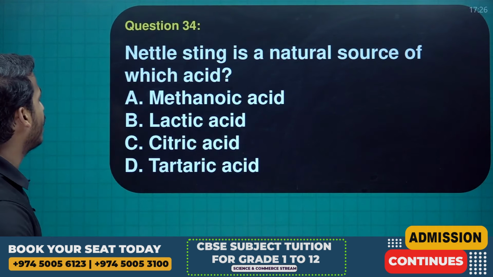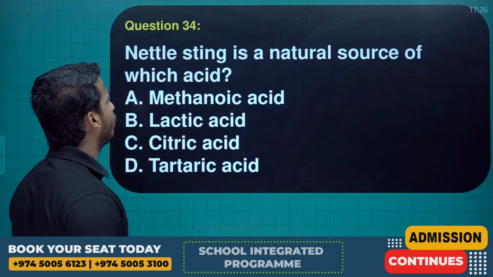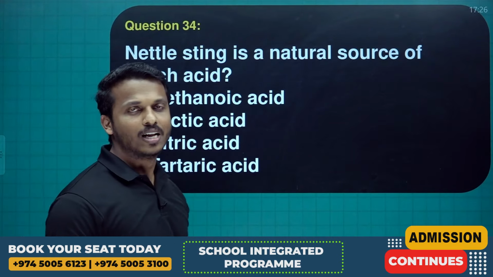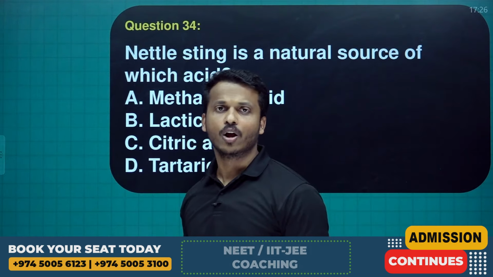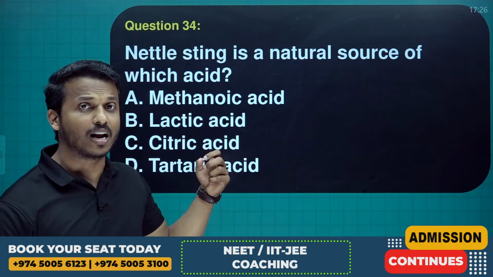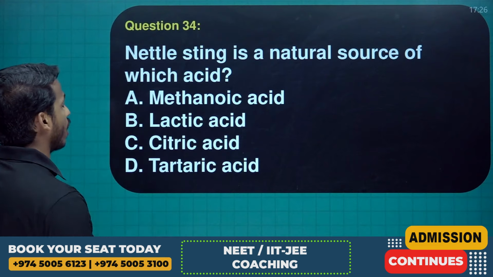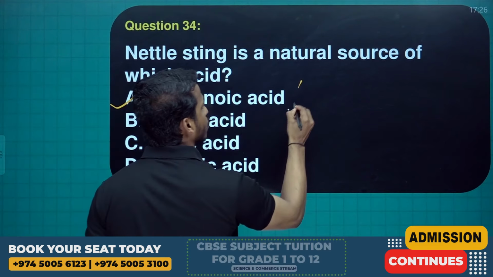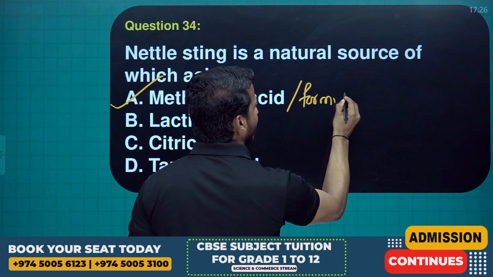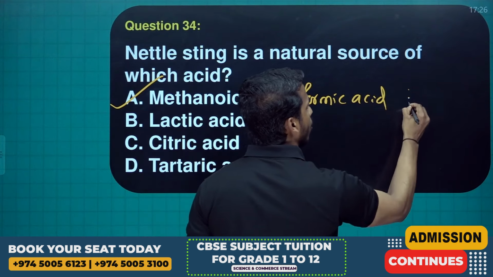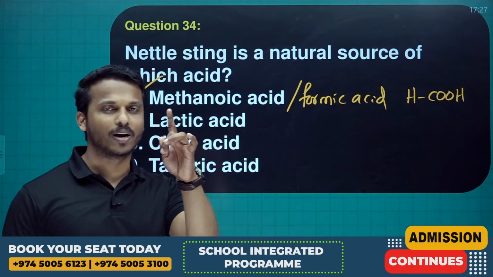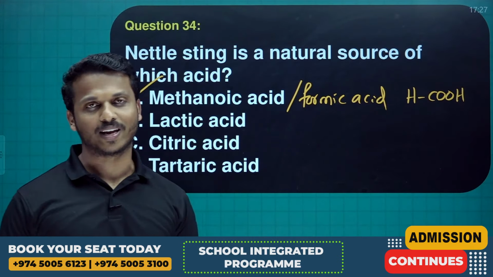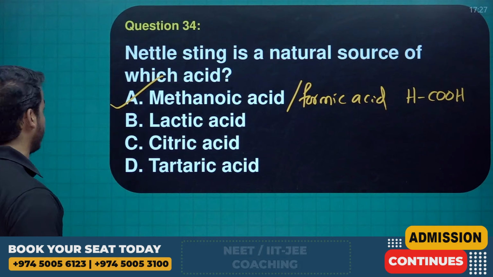Now, nettle sting is a natural source of which acid? We discussed some animals that, for self-protection, inject some acid, right? Which acid is injected by nettle and ants and all? Methanoic acid. It's also called formic acid. Formula HCOOH. The acid that contains only one carbon is methanoic acid, also called formic acid.